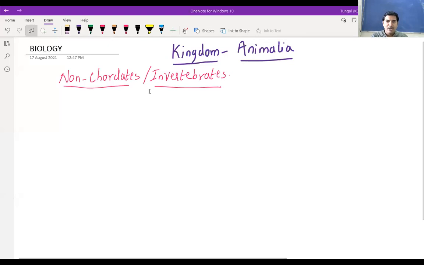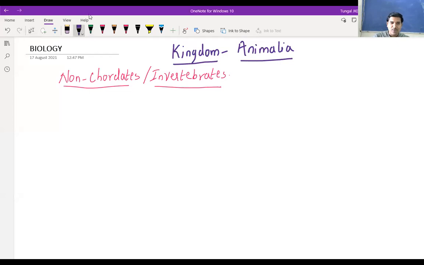Now, on what basis have we classified? Based on the presence or absence of notochord. You already know the basics; we will look at it later. Presently, the basics of kingdom Animalia: non-chordates and chordates, with the basic difference being invertebrates and vertebrates. Okay, now let us discuss the phyla.